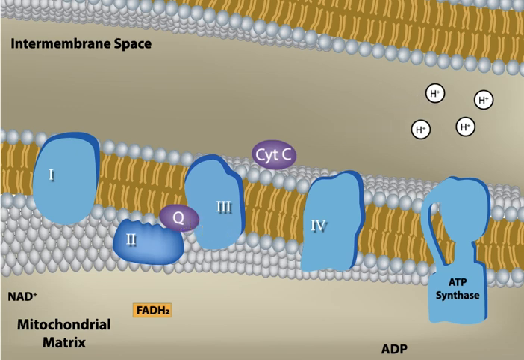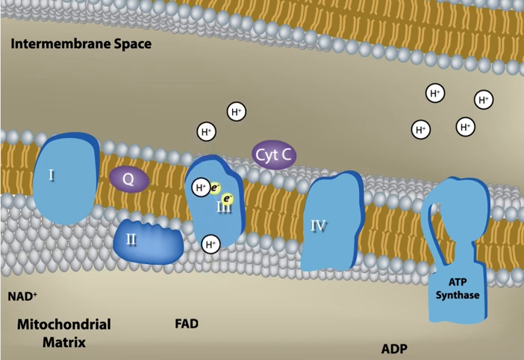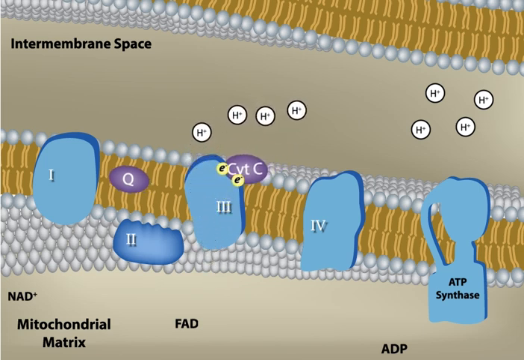Alternatively, if FADH2 is the source of the electrons, FADH2 passes them to complex 2, which passes them to ubiquinone and then to complex 3. Complex 3 releases 4 protons into the intermembrane space per pair of electrons and passes the electrons to cytochrome C.